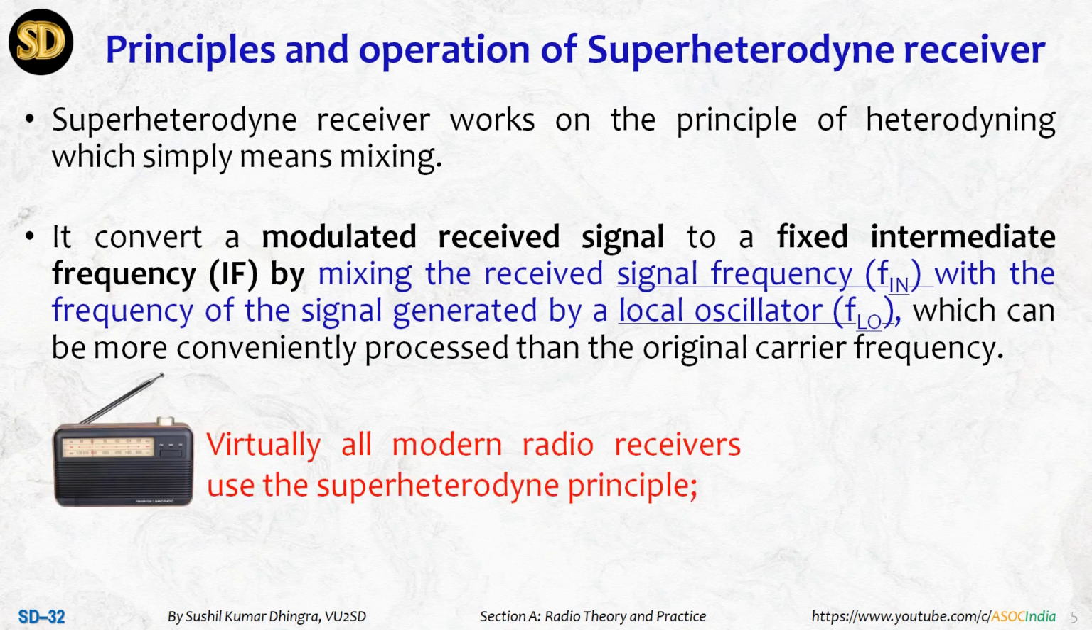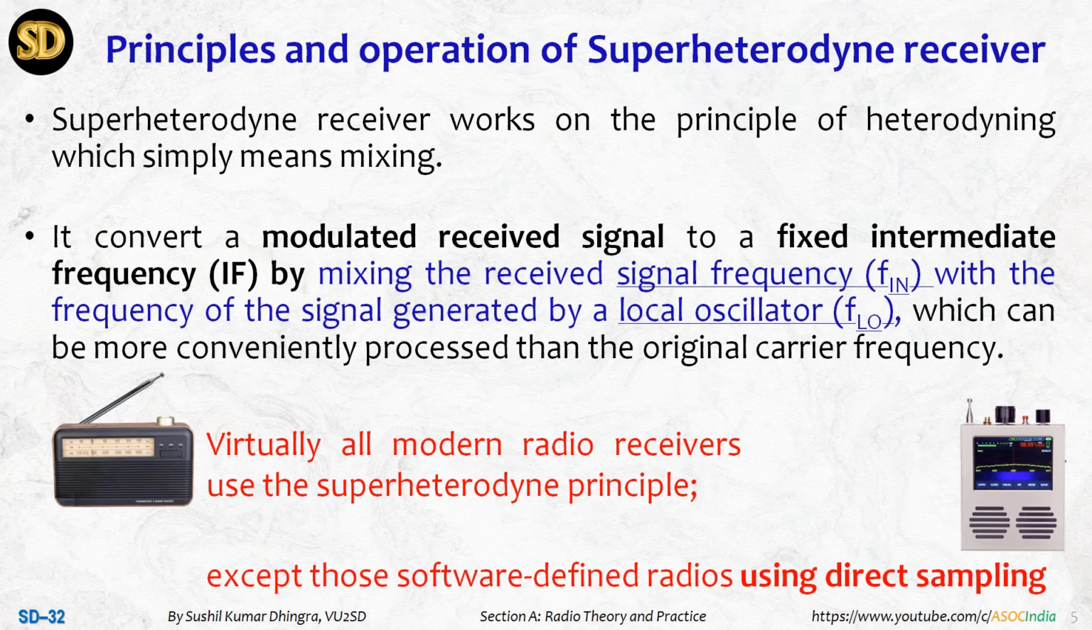Virtually all modern receivers use a superheterodyne receiver, except software defined radios using direct sampling, which is also in use nowadays.